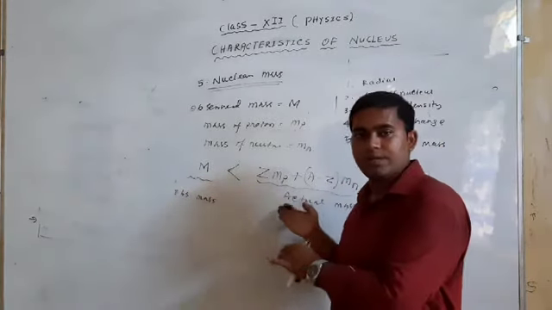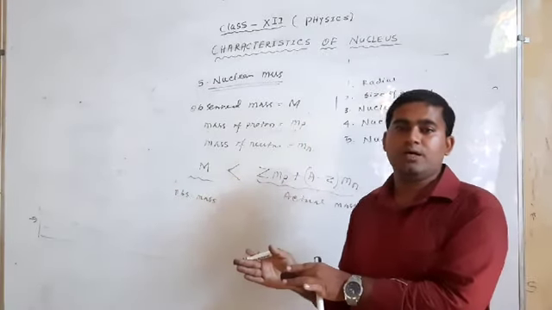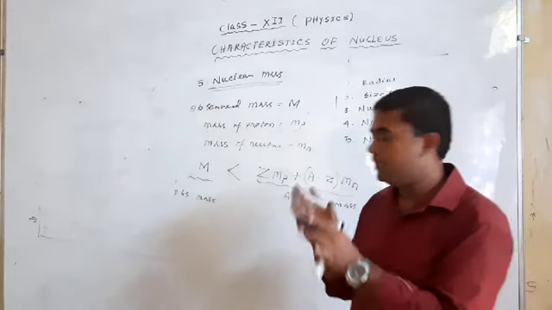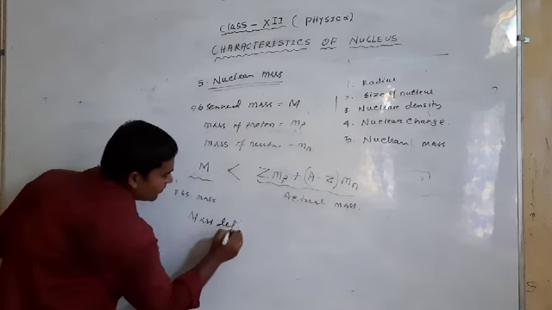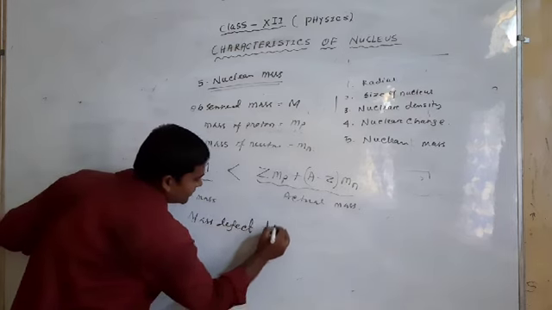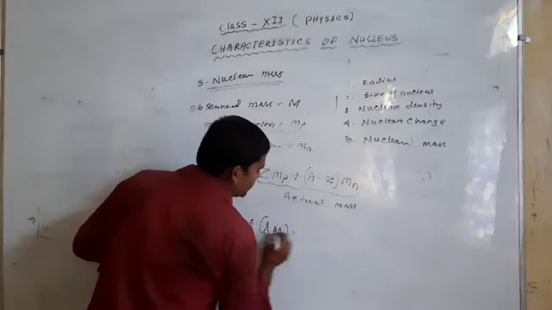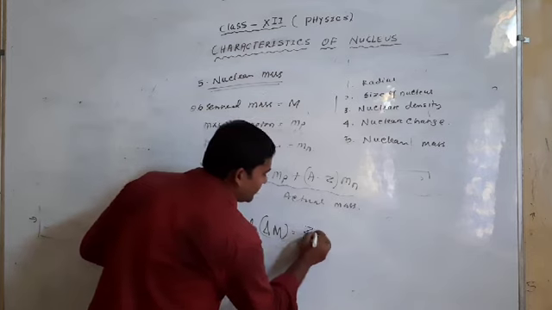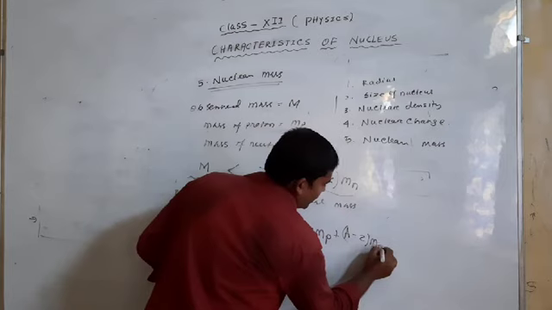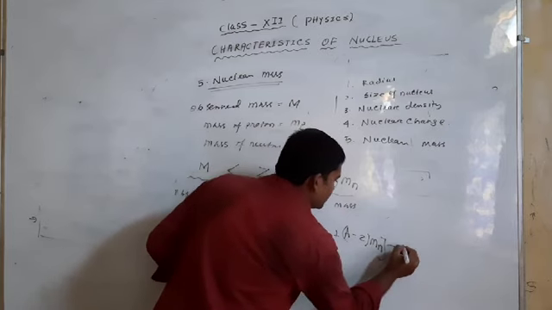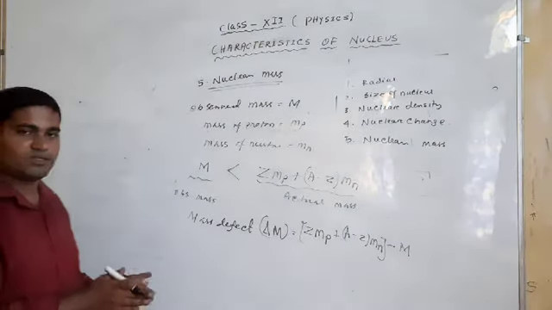So there is a difference between actual mass and observed mass, and that difference in mass is called mass defect. Simply, we denote mass defect as the change of mass, delta M. Delta M is a small change in mass, so actual mass is greater: Z Mp plus (A minus Z) Mn, minus the observed mass, that is capital M. Understand?